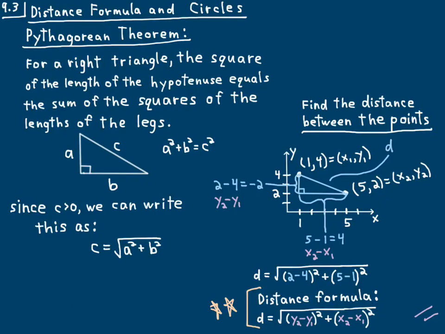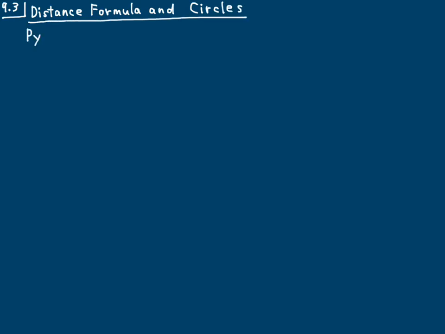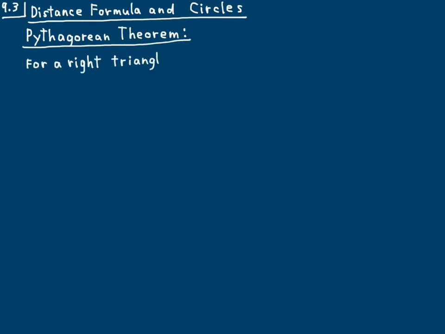Okay, so section 9.3 is on the distance formula and circles, which are closely related. We're going to start with the Pythagorean Theorem, which we've seen several times before in this course, because this is closely related to the distance formula.